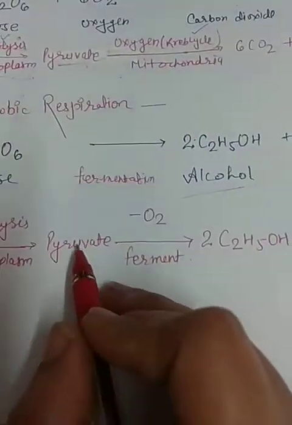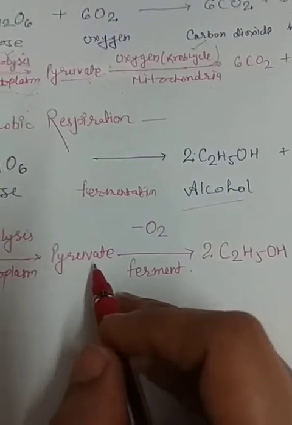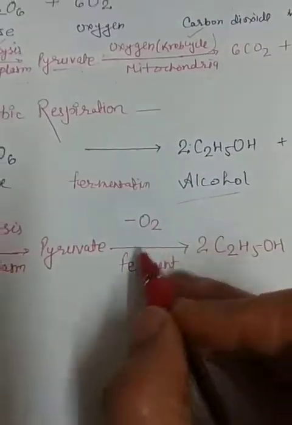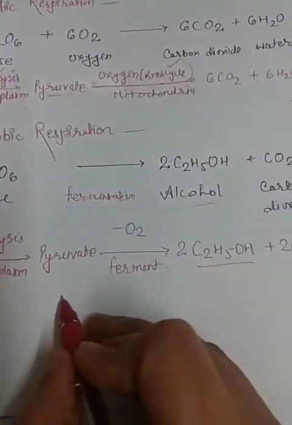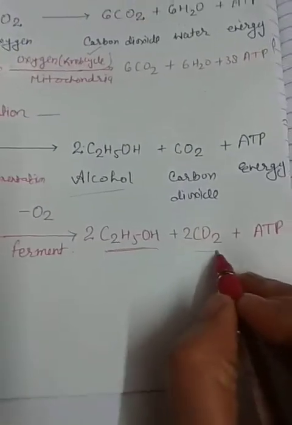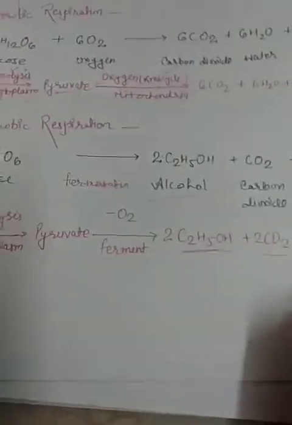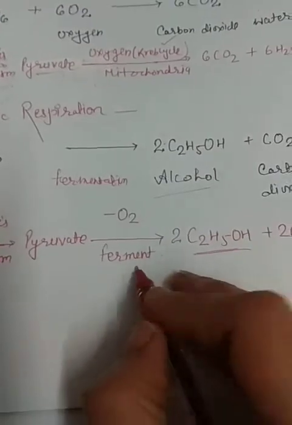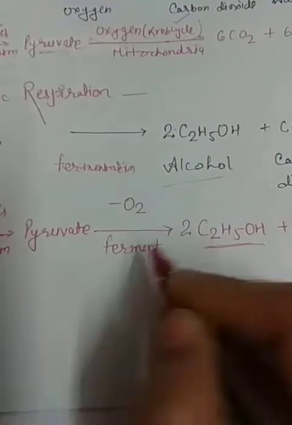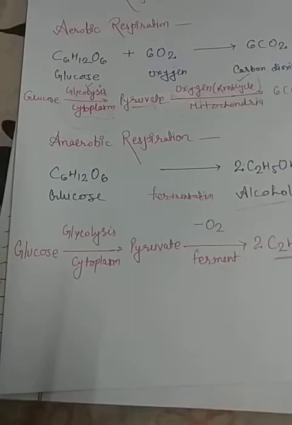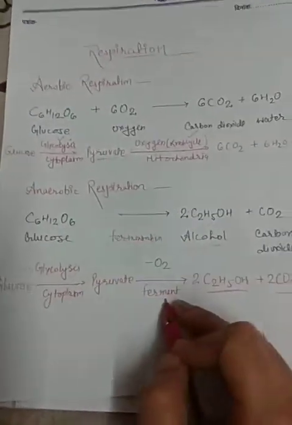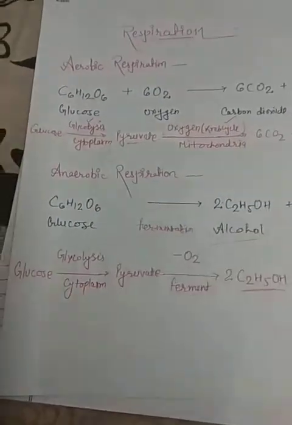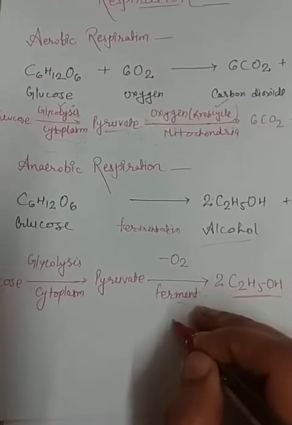But here you can see pyruvate is a reactant, and in the absence of oxygen it converts into ethyl alcohol. In place of water, pyruvate converts into ethyl alcohol and carbon dioxide, and a little amount of energy is produced. And this process is also called fermentation. We know that fermentation is a process of conversion of glucose into ethyl alcohol and carbon dioxide. And this process is also called anaerobic respiration, which occurs only in microscopic organisms, that is yeast and some bacteria.